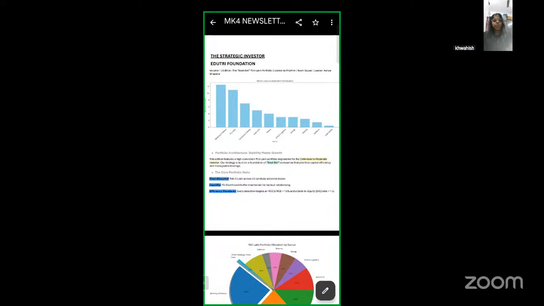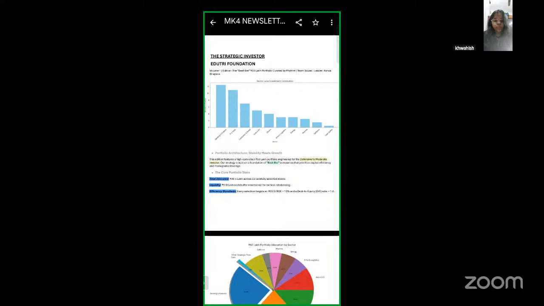So today I'm going to present our newsletter on the topic, The Strategic Investor by Edutri Foundation. Volume one: the portfolio architecture, stability meets growth. This edition features a high conviction 50 lakh portfolio engineered for the defensive to moderate investor. Our strategy is to build on a foundation of best bet companies that prioritize capital efficiency and manageable leverage.